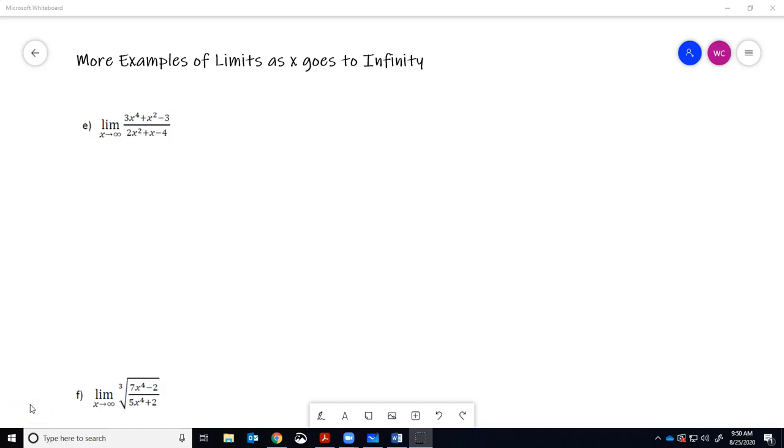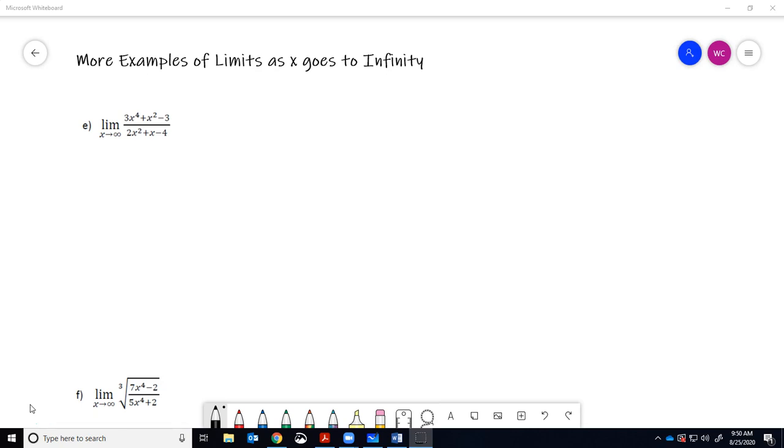Hey everyone, we're going to continue what we were working on in the last video. We're going to continue working on finding the limit as x approaches infinity. So if you practiced some, great. If not, you might want to, but we're going to keep doing a couple more examples. If you recall, we talked about taking the limit as x goes to infinity, which sometimes requires some algebra.